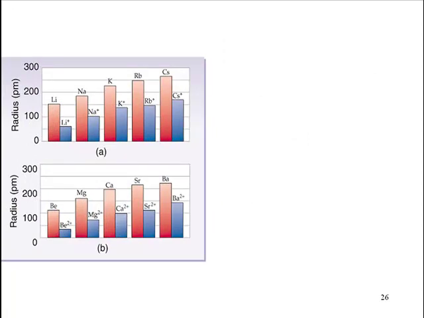So let's look at some of these. How different is this? Well, this one has a radius here of about 150. When it loses its electron, its radius goes to about half. It's half the size because that ZF increased so much. Quite a drastic change. So positive ions, cations, are always going to be smaller than their parent atom.